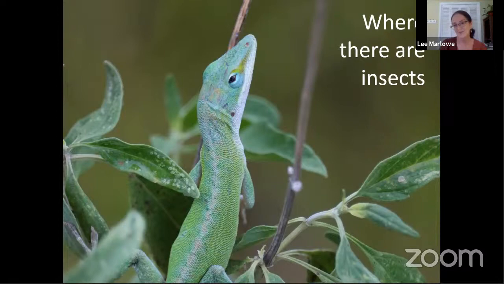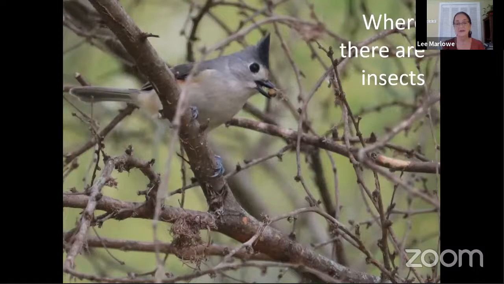And then of course, birds. Insects are a critical part of the diet for most birds. Even hummingbirds eat insects, which many people are surprised to find out. I know I was when I first found that out. But birds rely on a lot of insects, particularly when they're raising young or during the migration.